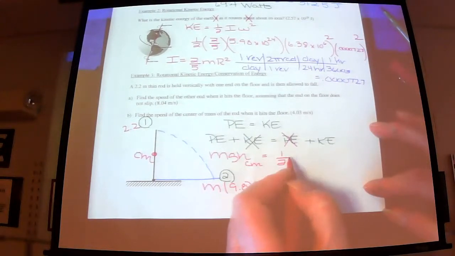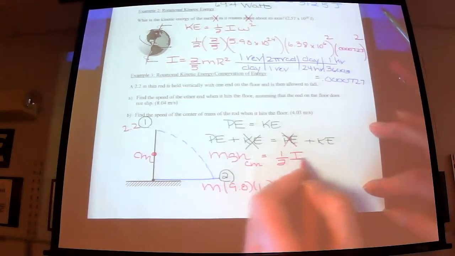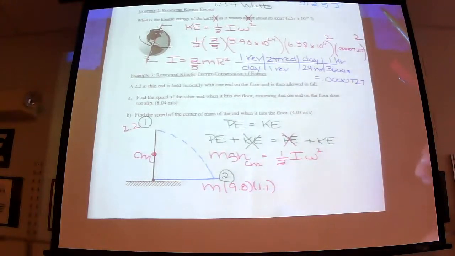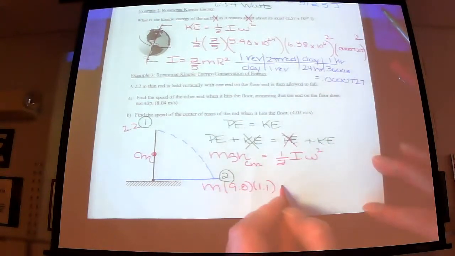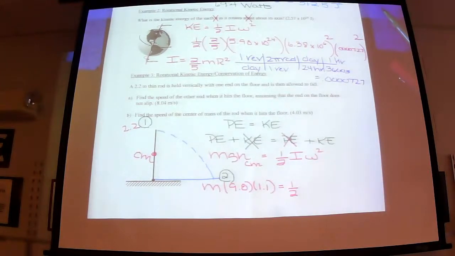1/2 I W squared. It'll make more sense as I keep going here, but I'm going to solve for W. So that's going to equal 1/2. What's the I of a stick about its end? About its end. 1/3. Okay, a stick about its center is 1/12, but then you have to parallel axis theorem it down here, but we already know it's 1/3 m L squared. Are you with me? 1/3 m L squared?